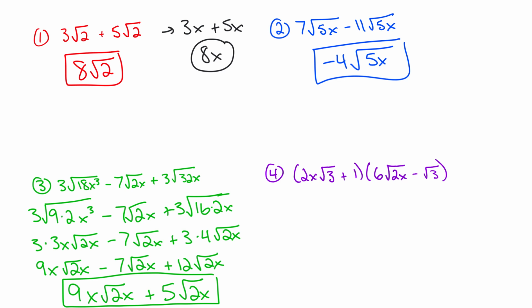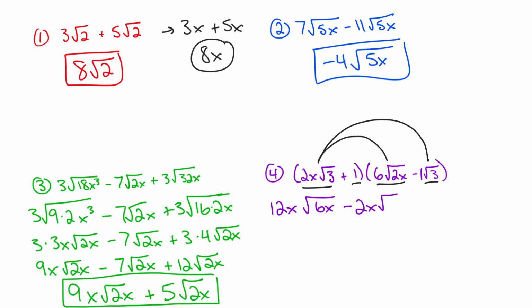Problem 4, you've dealt with problems like this before. We're just multiplying before we can start adding things together. So I'm going to take that binomial and multiply it by the other binomial using FOIL. I'm going to take the first term and multiply it by the first term. 2x times 6 is 12x. Root 3 times root 2x is root 6x. Then I take that first term of the first binomial and multiply it by the second term of the second binomial. 2x times, there's an invisible 1 in front of that root 3, or negative 1 I should say. That's going to give me negative 2x root 9.